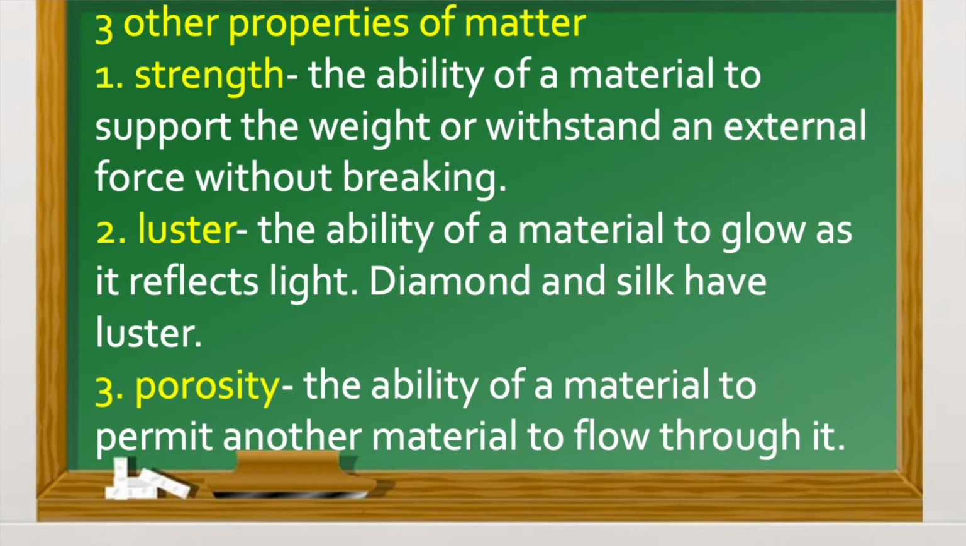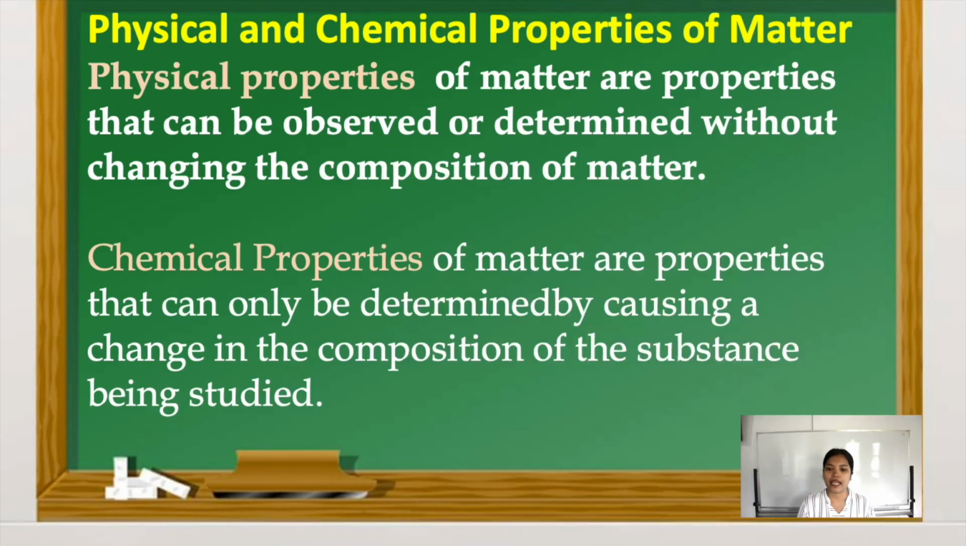So, in matter, we have what we call physical and chemical properties. So, what are physical properties? They are the properties that can be observed without changing the composition of matter. Example, in malleability, when you bend silver or make it into a thin sheet, you didn't change its composition. So that is what we call physical properties. You just change its shape but not its properties.